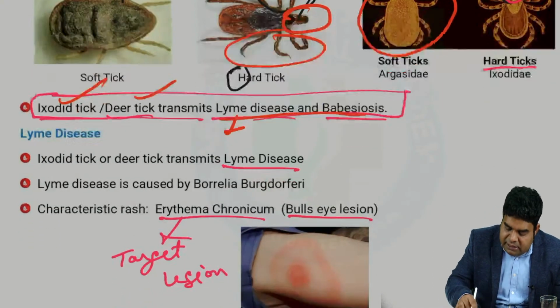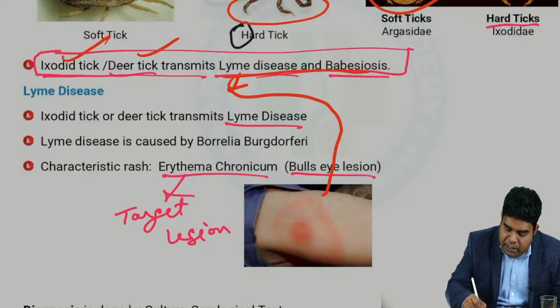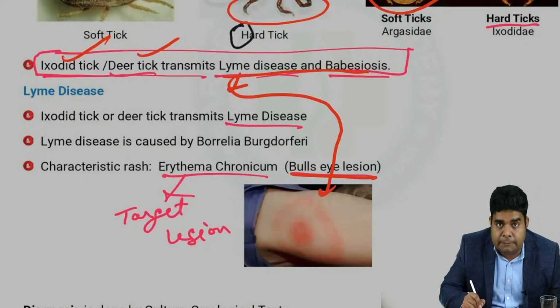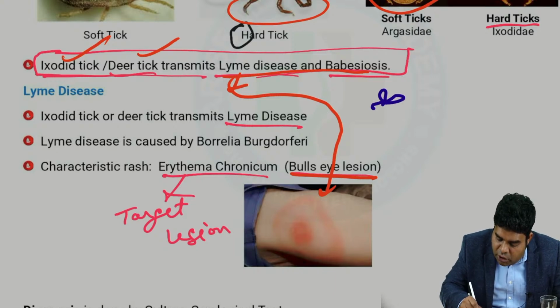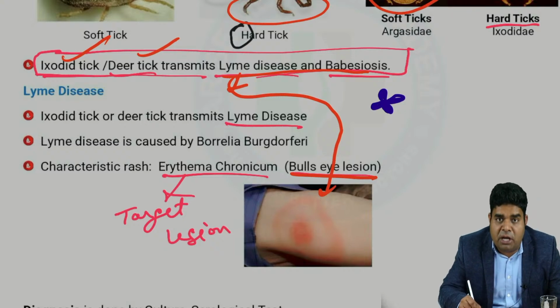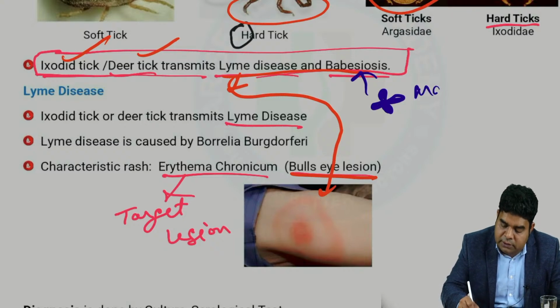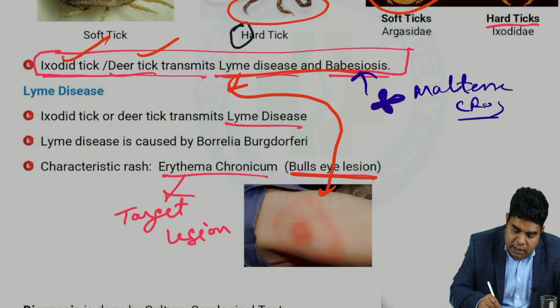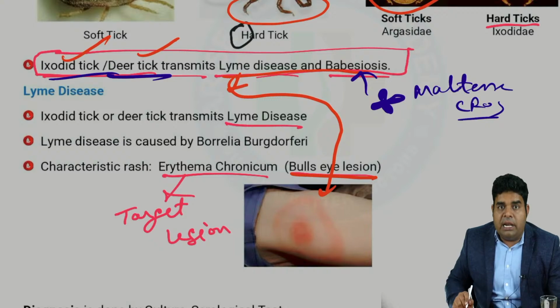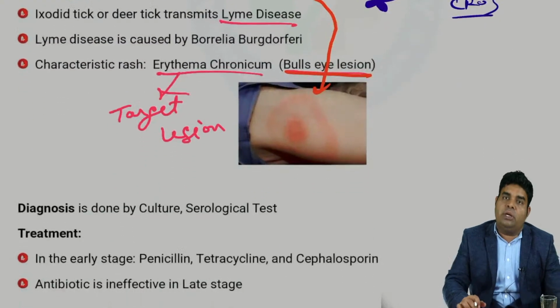In Lyme disease, this type of lesion will be given. This is known as bull's eye lesion. In babesiosis, this type of cross can occur. This is known as Maltese cross. So if they give peripheral smear of babesiosis with Maltese cross, who is the transmitting agent? They will ask, who is the transmitting agent? Ixoid tick or deer tick. Lyme disease, who is the transmitting agent? Ixoid tick or deer tick.